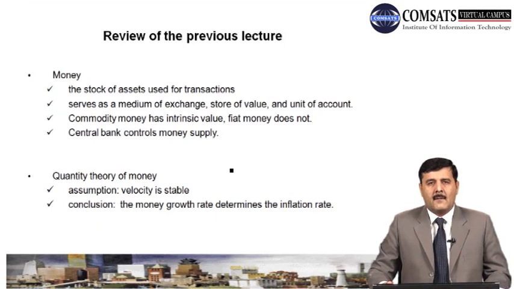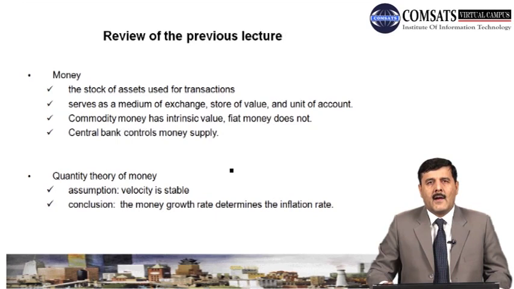Now, what we learned in the previous lecture: we talked about money as the stock of assets used for transactions. Then we discussed that money has three functions that it can perform. The first function is money as a medium of exchange. You can use money for the exchange of goods and services within the country and between countries also. The second function of money was store of value. Money can be used as a store of value. And the third function that we discussed last time was that money can be used as a unit of account.